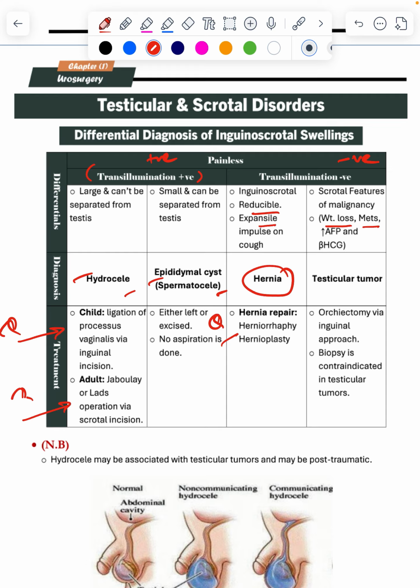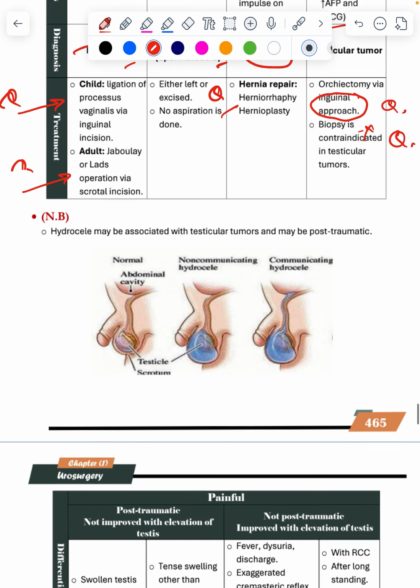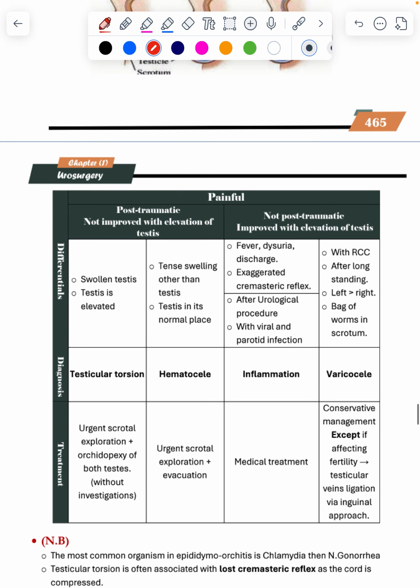In testicular tumor, there is weight loss, metastasis, and raised alpha fetoprotein and beta HCG. Treatment is orchidectomy through an inguinal approach. This is the question. Biopsy is never done. This is the question.